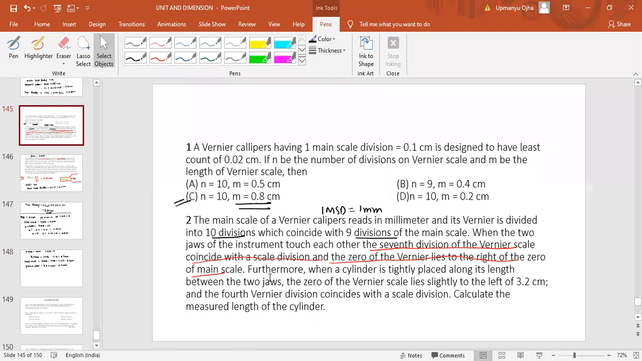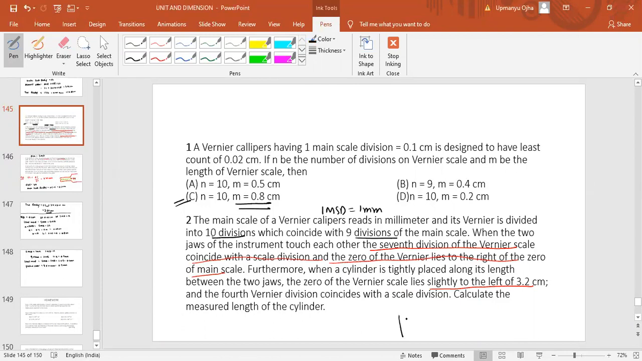Now read the third statement. Furthermore, when a cylinder is tightly placed along its length between the two jaws, the zero of the vernier scale is slightly to the left of 3.2 centimeter. Okay, now what do you understand from this statement? We understood it like this.